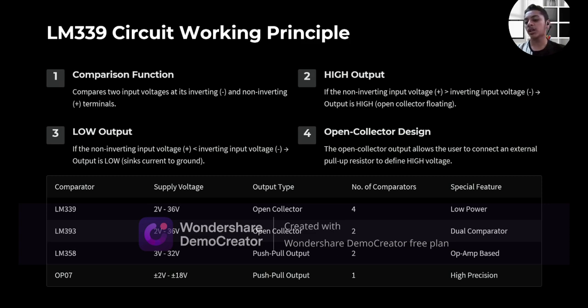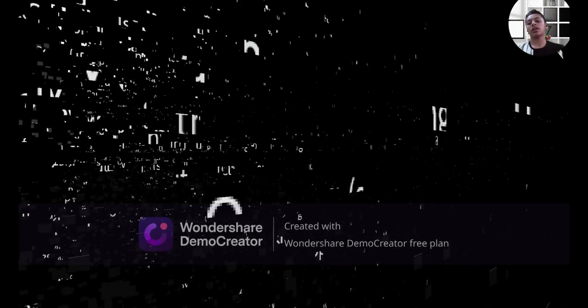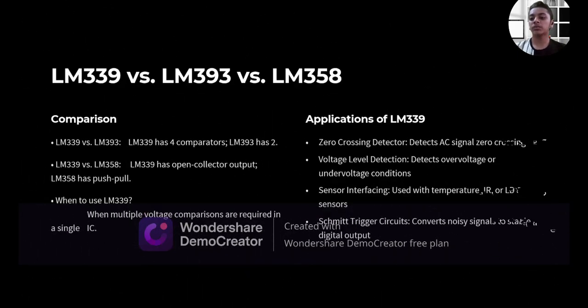Here you see different comparators like LM339, LM393, LM358, and OP08, and also the supply voltage, output type, number of comparators, and special features of each respectively. And now we see the comparison of LM339, LM393 and LM358. So the first comparison is LM339 versus LM393.